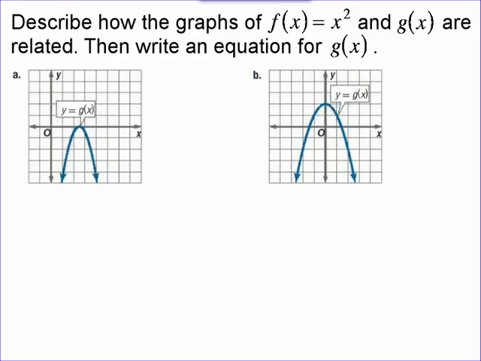Okay, so if I look at this one, the first parent graph is f of x equals x squared. You already know that f of x equals x squared is going to be a parabola that opens up. So now this is what you're going to do. Describe to me what's different in the given graph versus the purple one.